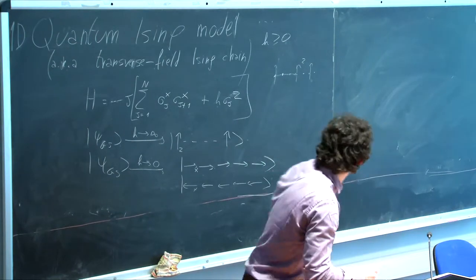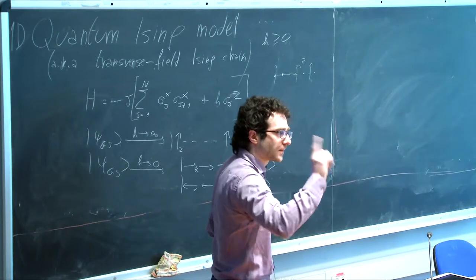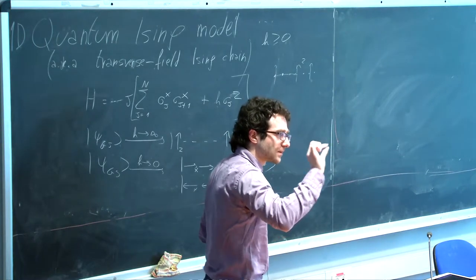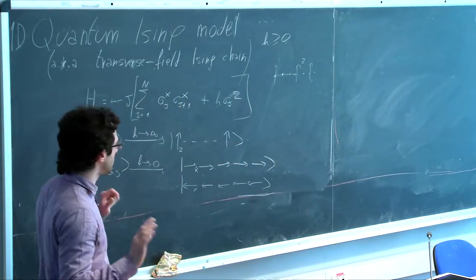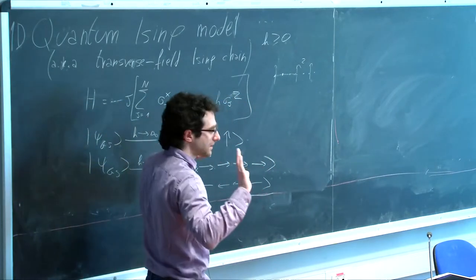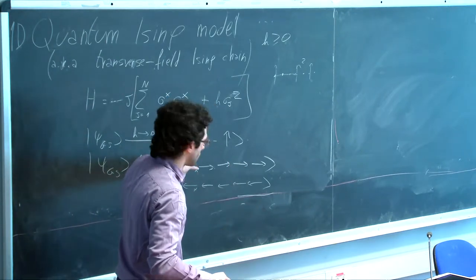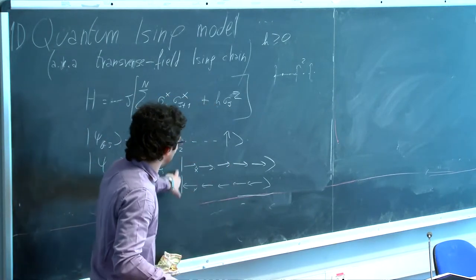My components is two. It's a spin one half. Each spin I have is spin one half. Okay, yeah, you are in the sigma z basis. So this is a spin in the z direction. So it's here, X here. You have two possibilities.